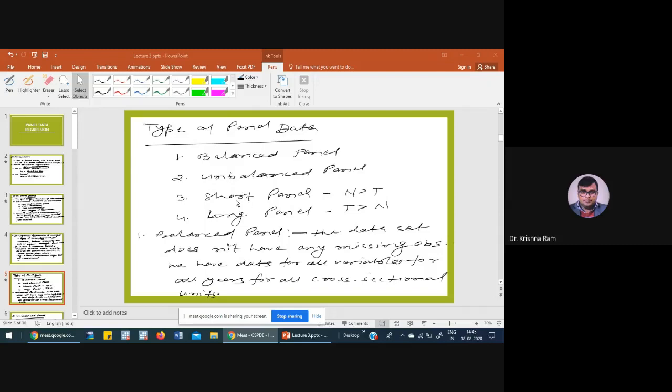So let's understand what a balanced panel and an unbalanced panel are. A balanced panel is when you have data for all cross-sectional units for all years. That means whenever there is no missing data in a data set, we can say the data set is a balanced panel data set.